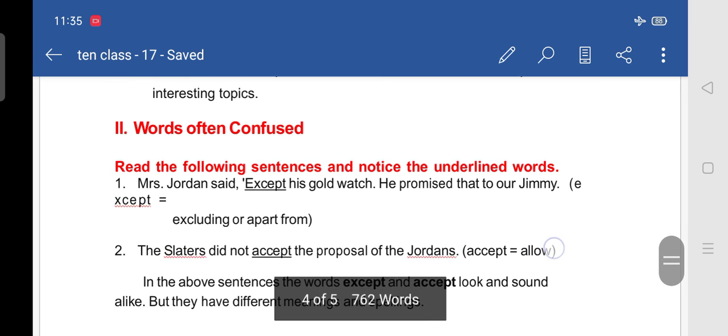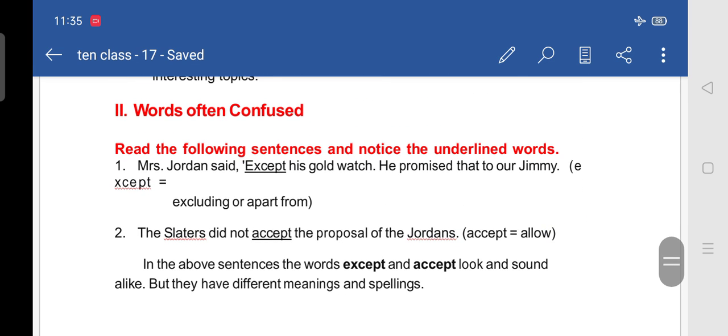Roman number 2. Words often confused. Generally we get confused with some words, isn't it? So we are going to learn that type of words here. Read the following sentences and notice the underlined words. First one, Mrs. Jordan said, except his gold watch, he promised that to our Jimmy. Except means excluding or apart from.